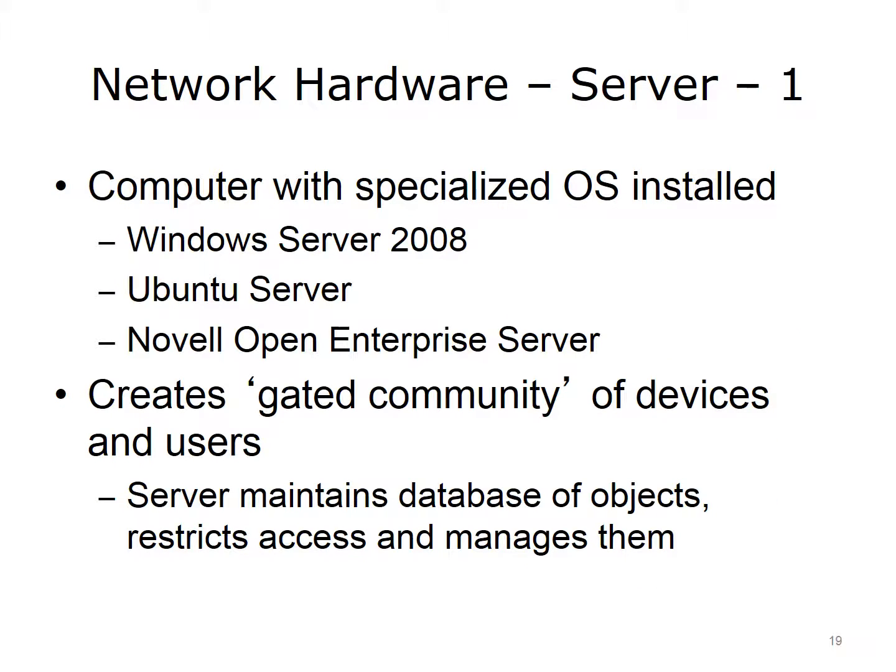Another network device is a server, which is a computer with a specialized operating system installed. Server examples are Windows Server 2008 or 2003, Ubuntu Server, and Novell's Open Enterprise Server. A server creates what we refer to as a gated community of devices and users. A server maintains a database of its objects, being devices and users. It restricts access to the network to only authorized devices and users, and manages all of these objects.